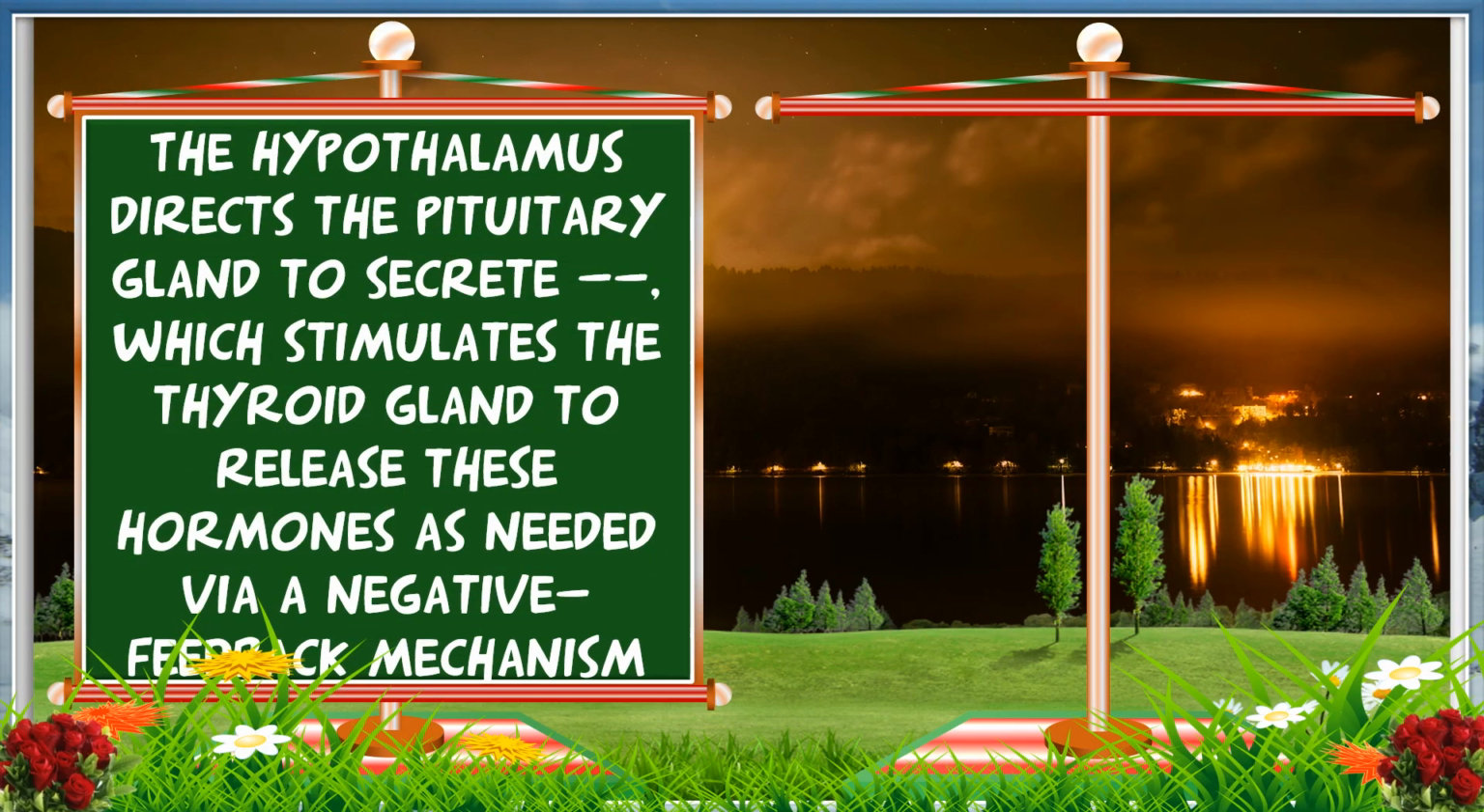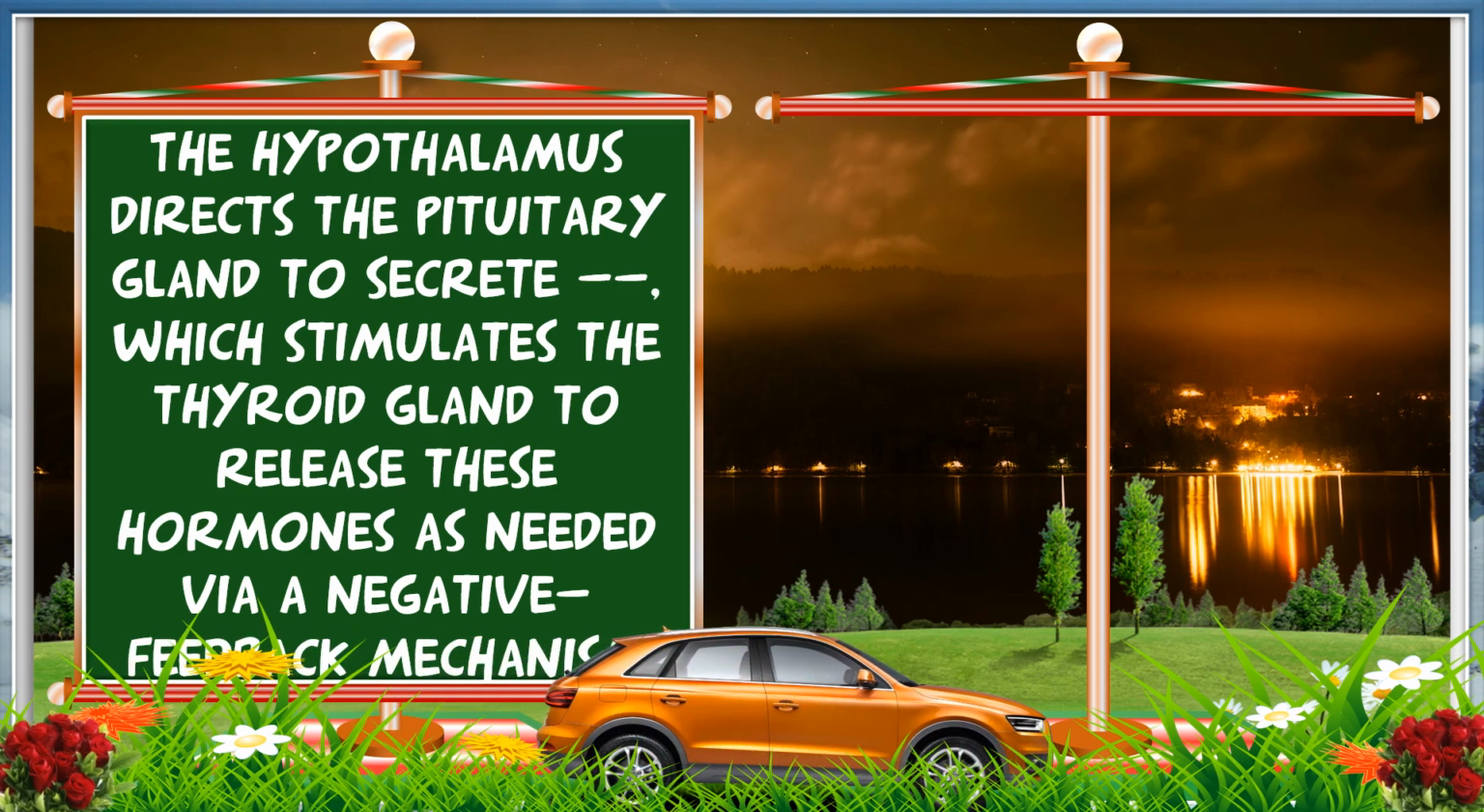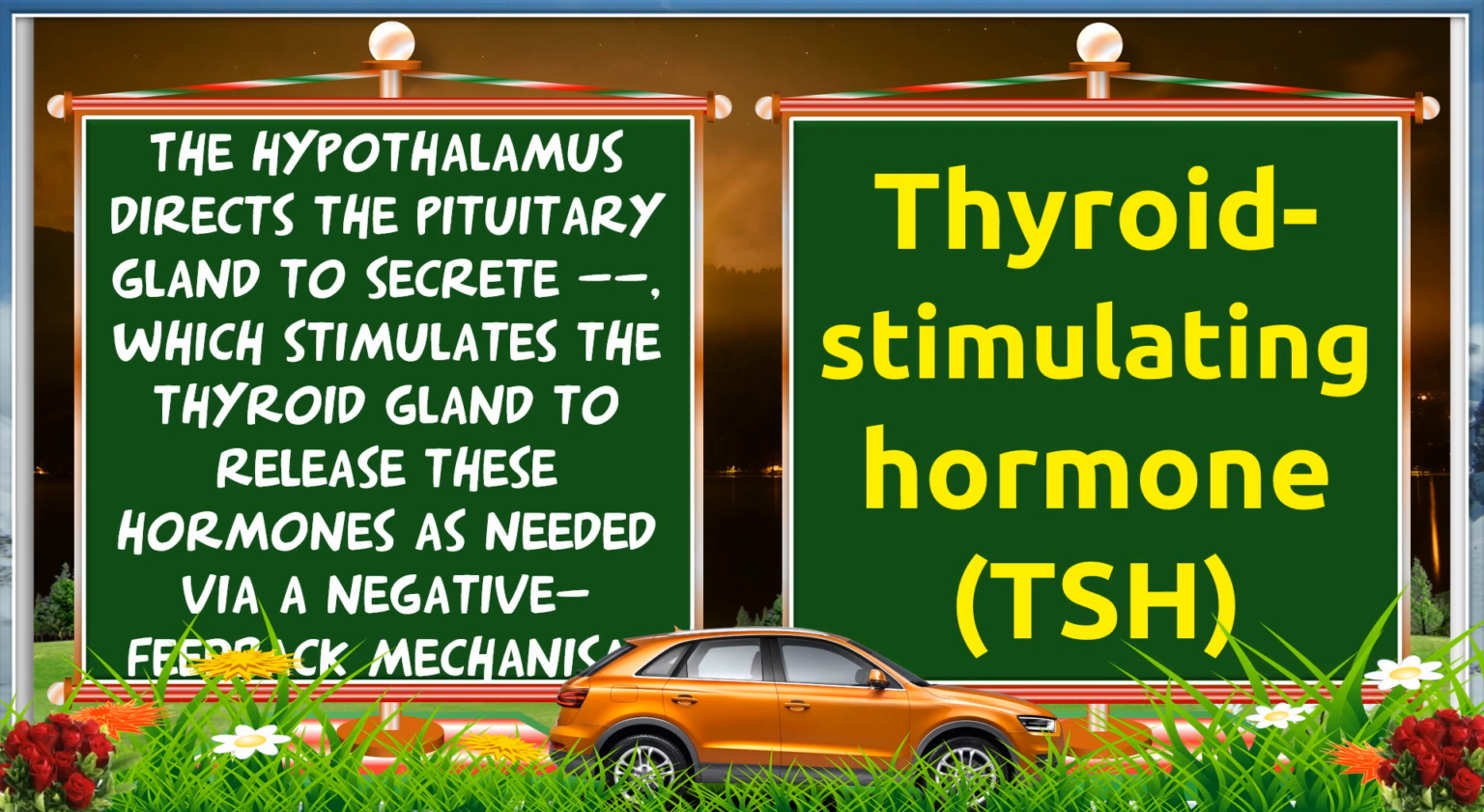The hypothalamus directs the pituitary gland to secrete dash, which stimulates the thyroid gland to release these hormones as needed via a negative feedback mechanism. Thyroid stimulating hormone, or what we refer to as TSH.